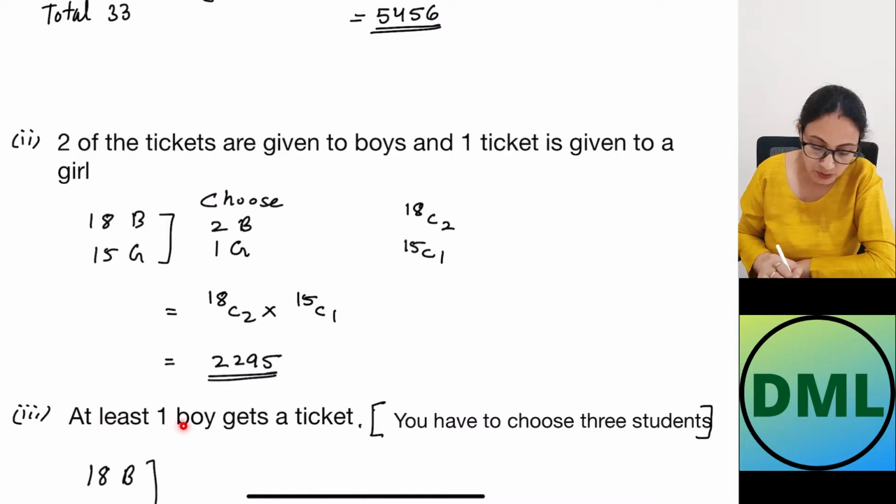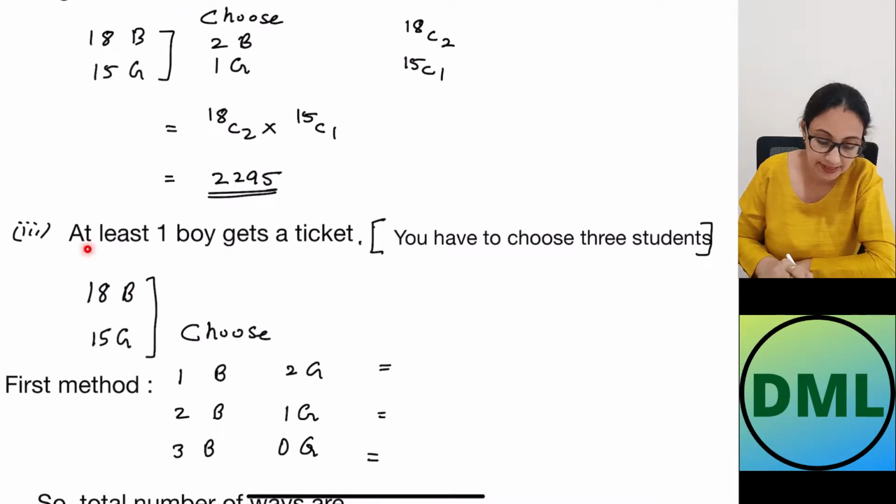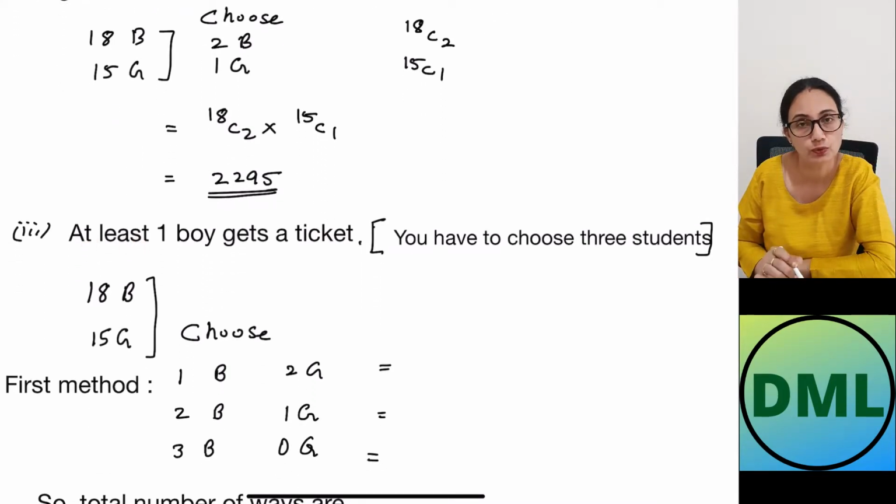Now, at least 1 boy gets a ticket. So this question can be done with 2 methods, and I'll tell you both. In the first method, you have 18 boys and 15 girls. Because the word at least is used, and you have 3 tickets with you, maximum you can choose 3 boys. So you have to choose either 1 boy and 2 girls, or 2 boys and 1 girl, or 3 boys and 0 girls.